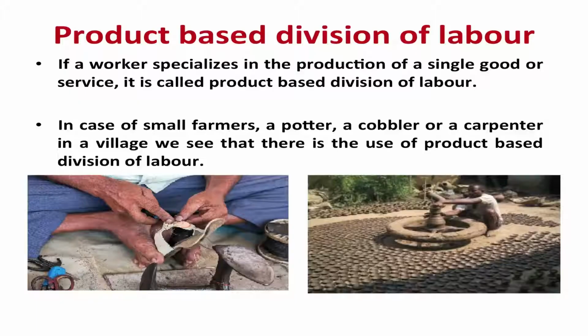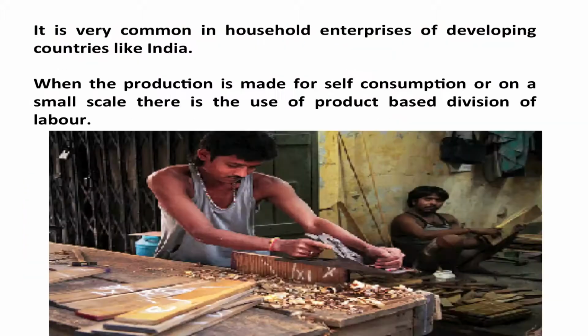The first being product based division of labor. If a worker specializes in the production of a single good or service, it is called product based division of labor. In case of a small farmer, a potter, a cobbler or a carpenter in a village, we see that there is the use of product based division of labor. It is very common in household enterprises of developing countries like ours. When the production is made for self-consumption or on a small scale, there is the use of product based division of labor.